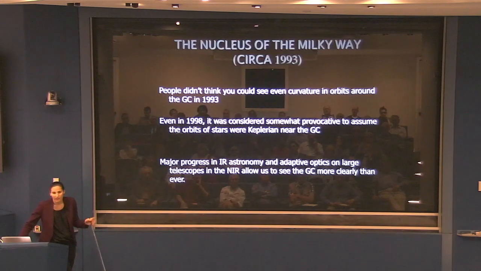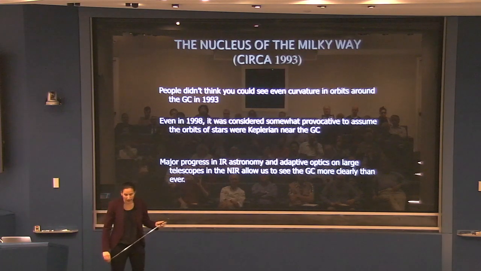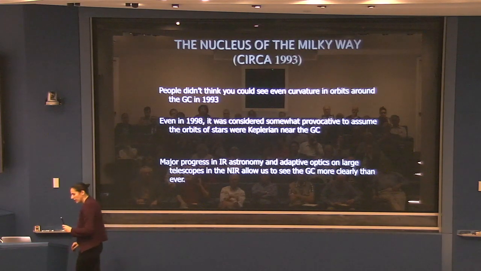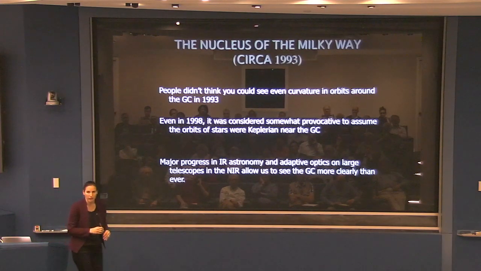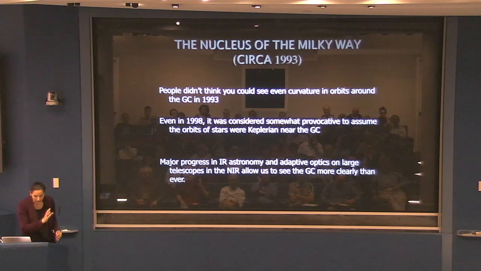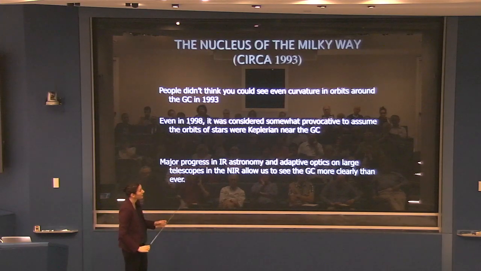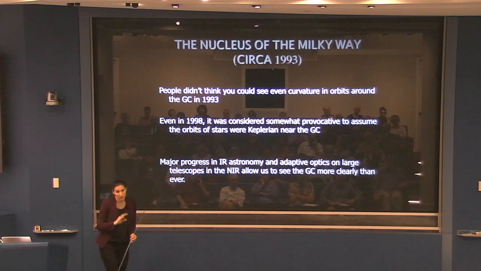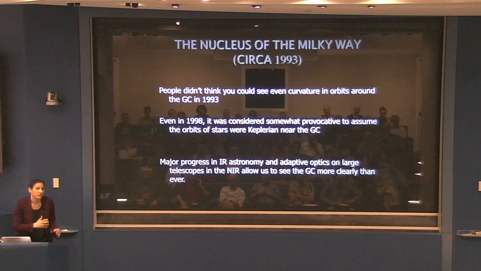Now, what about the Milky Way? Is there a big black hole in the center of the Milky Way? People knew from right after World War II that the center of the Milky Way was a bright radio source, but they didn't exactly know what it was associated with. And even in 1993, not that long ago, people did not think that you could even see curvature in the orbits of stars around the center of the Milky Way to determine if there was a black hole there.